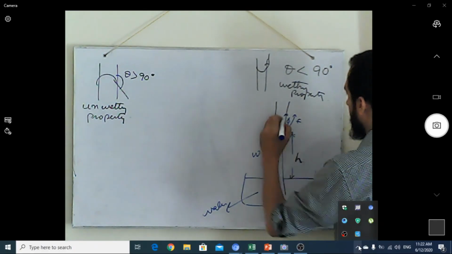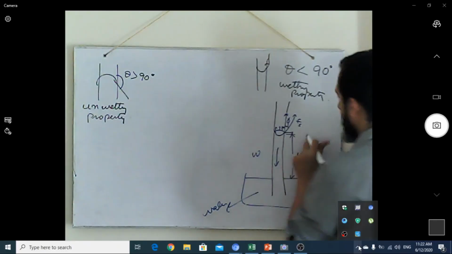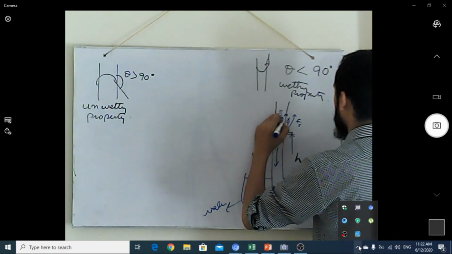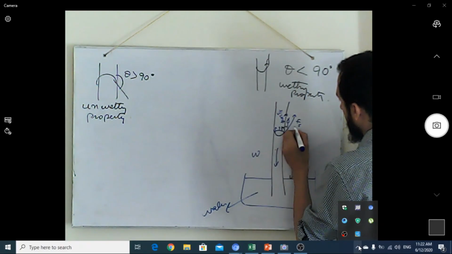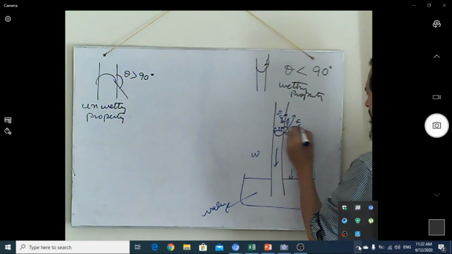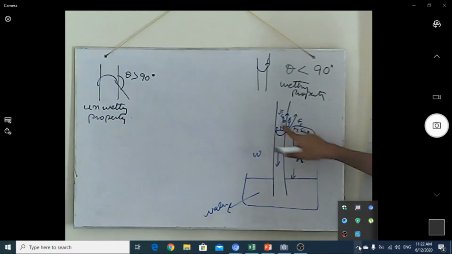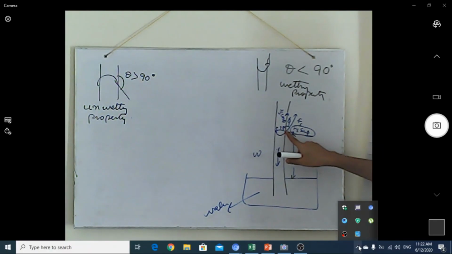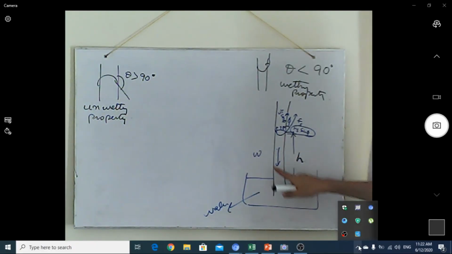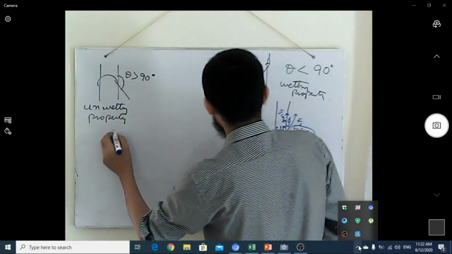This is theta, so it is your horizontal component. If we say this is Fs, then it will be Fs cos phi, and Fs sin phi, which is not balancing the weight. Actually only Fs cos theta, which is acting upward in this particular direction, is responsible to balance the weight of this liquid.